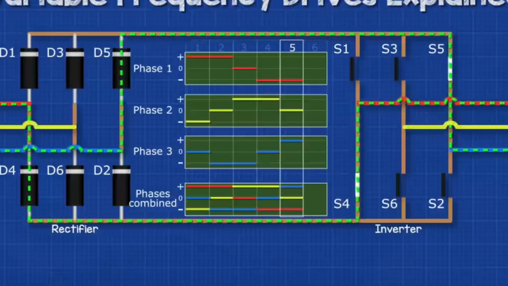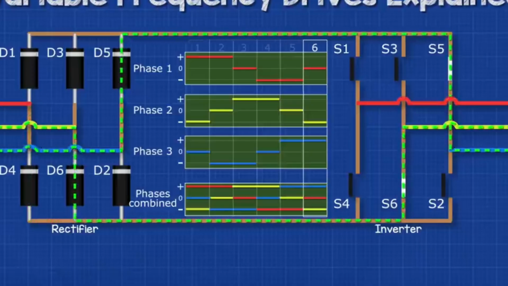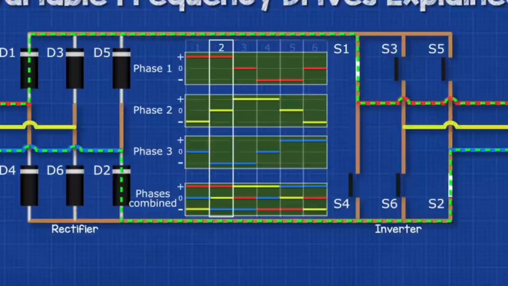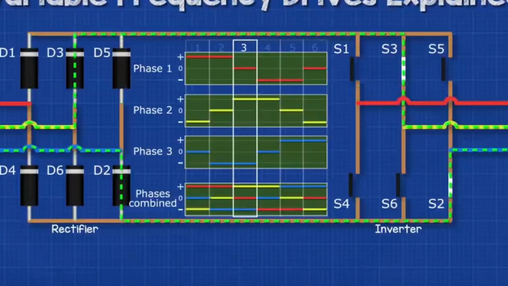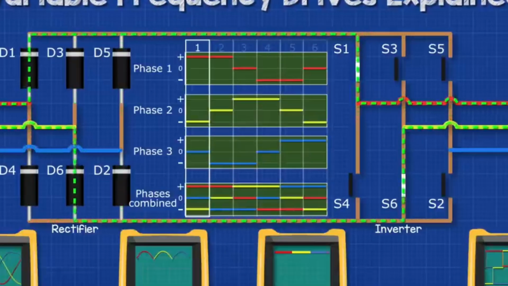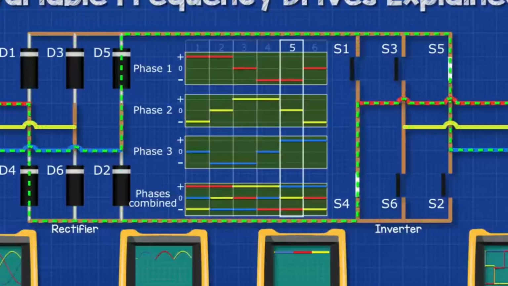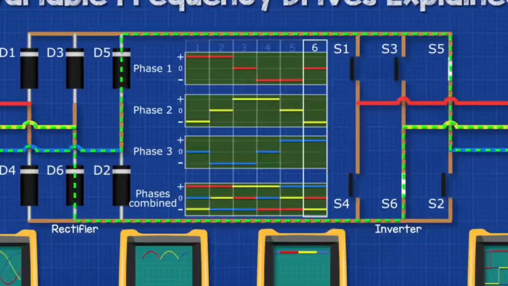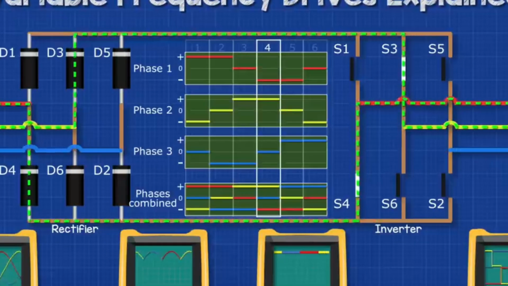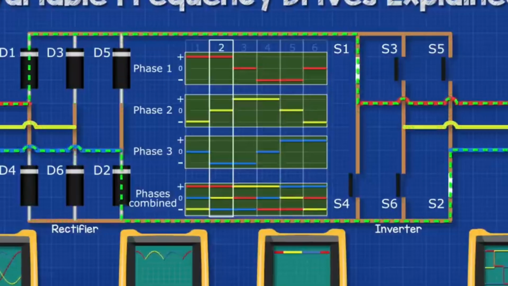Then we close switches 5 and 4, and this will give us phase 3 and phase 1. And finally, we close switches 5 and 6, and this will give us phase 3 and phase 2. This cycle repeats again and again like so. If we check this with the oscilloscope, we now have a pattern that looks like AC sine wave, although it's just a little bit square. This will work fine for some applications, but not all.